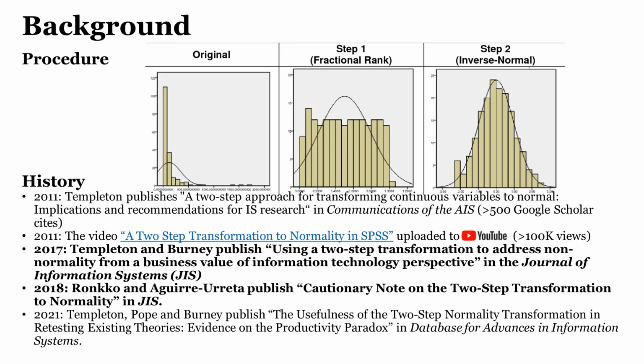In 2017, Dr. Burney and I published an article in the Journal of Information Systems that empirically evaluated the two-step using real accounting data. The following year, JIS allowed a criticism of our paper, published by Ronco and Aguirre-Ureta. And then in 2021, another article was published in the Database for Advances in Information Systems, showing that the two-step can affect our understanding of theories. This video is a response to the authors that criticized our work. In this video, I will refer to them as the authors.